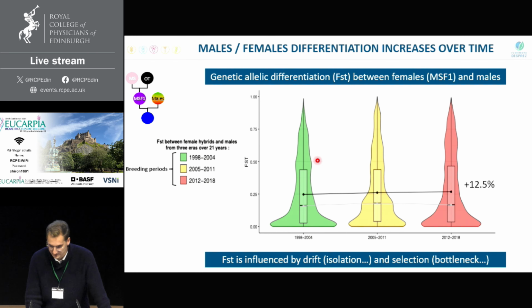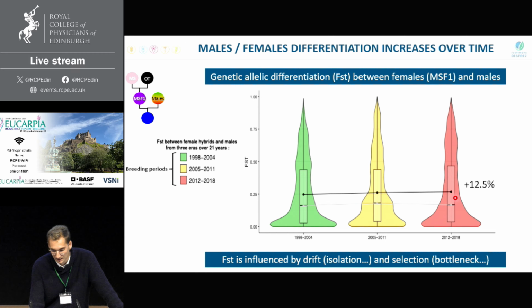And looking here at FST, which represents the allelic differentiation between male and female hybrids, each value corresponds to one marker and how different the allelic frequencies are between the two pools. We can see that we have very high FST, with an average around 0.25. But we also have a slight increase, and you can clearly see it when looking at the distribution. The bottom of the distribution is reducing throughout time, and the mean and median are increasing. So in 20 years, plus 12%.